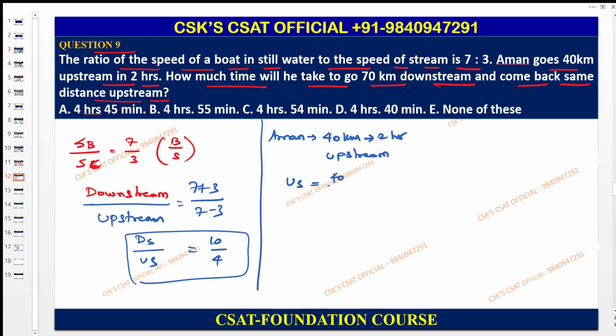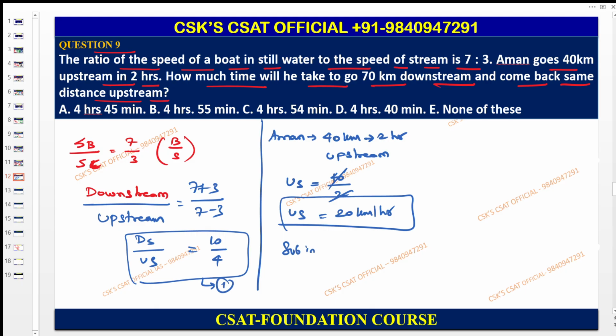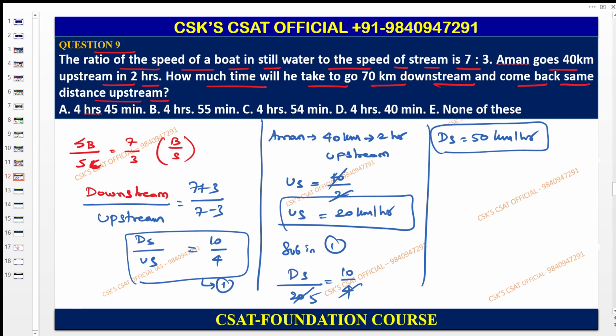The ratio of the speed of the boat in still water to the speed of the stream is provided as 7/3. And then Aman goes 40 km upstream in 2 hours. How much time will he take to go 70 kilometers downstream and come back the same distance upstream?